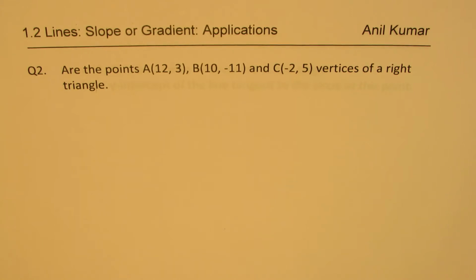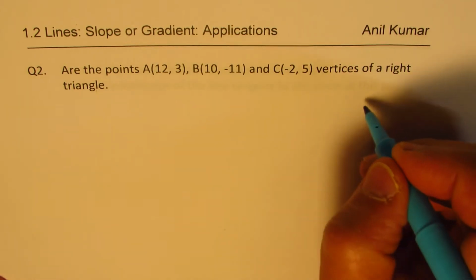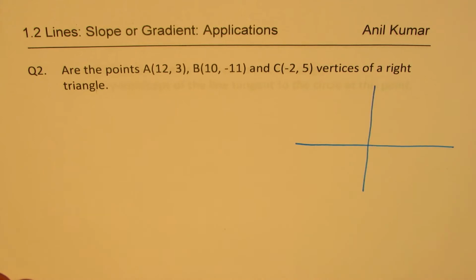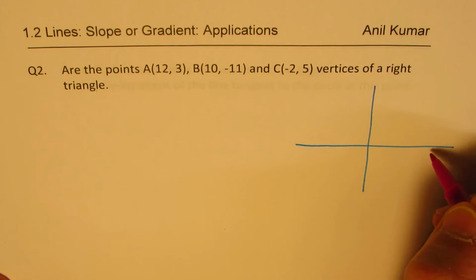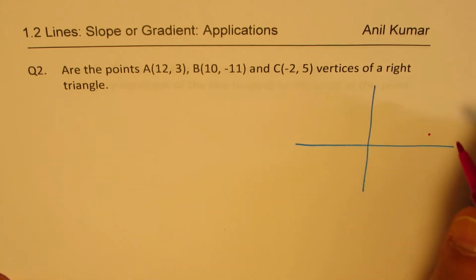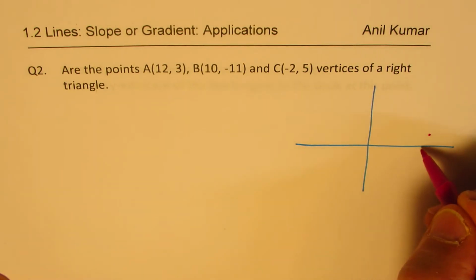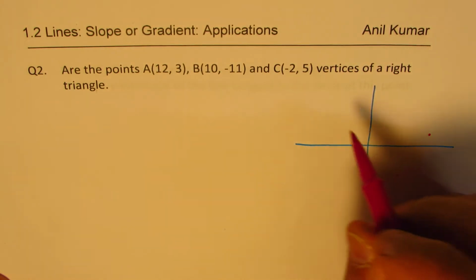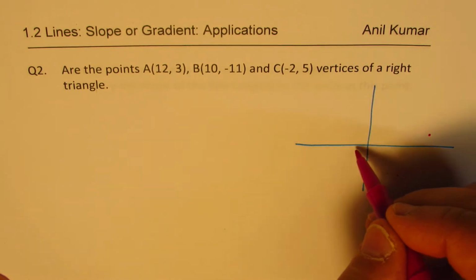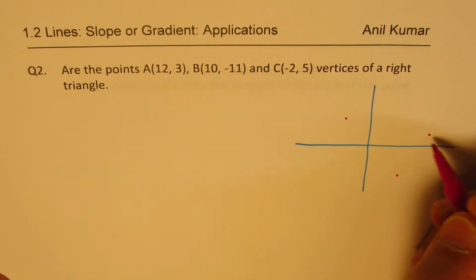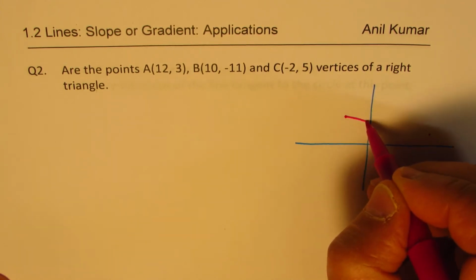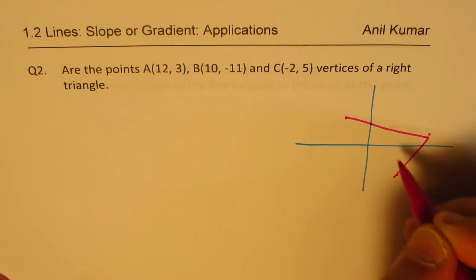Now let's look into the second question, which is, are points A, B, C vertices of a right triangle? Okay. So let's approximately sketch and plot these points. So we have this point here, 12, 3, somewhere close. 10 and minus 11, so somewhere on this side. Minus 2 and 5, somewhere there, right? So we kind of make a triangle like this. Okay, let me just connect them.